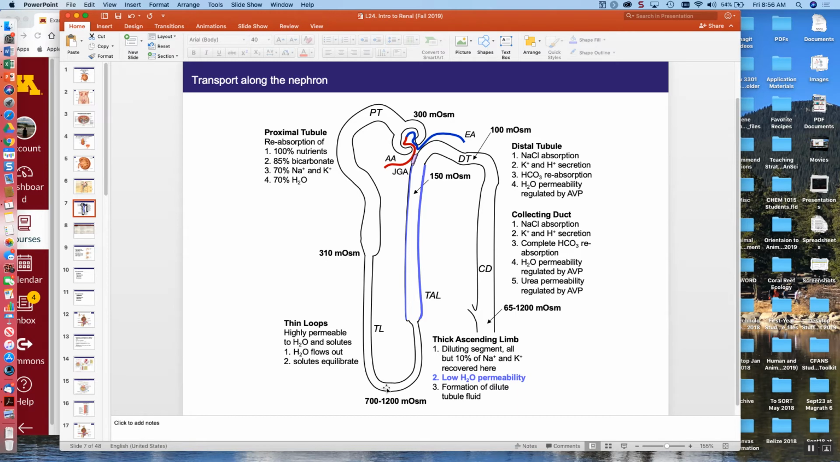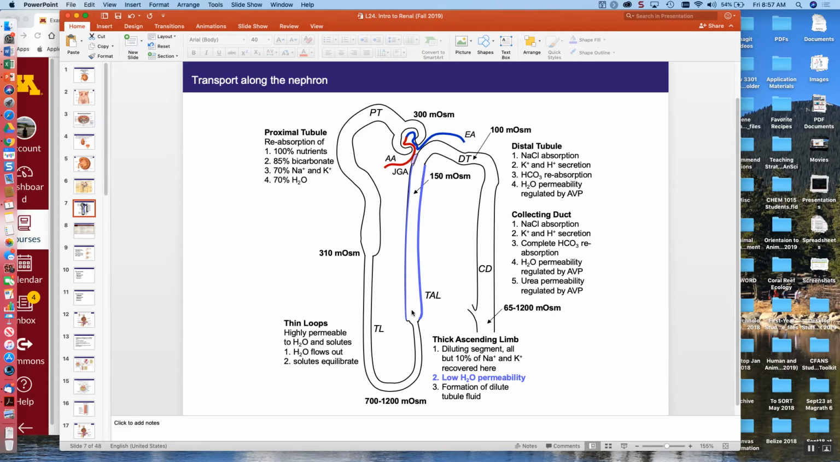That very concentrated fluid moves up the loop of Henle into what's known as the thick ascending limb, TAL. This is actually a really important part of the nephron. It has very special properties. That's why it's in blue right here. It's called the diluting segment. Why? Because it has my favorite co-transporter. I don't know if you remember way back, it has that co-transporter, the sodium-potassium 2-chloride co-transporter.